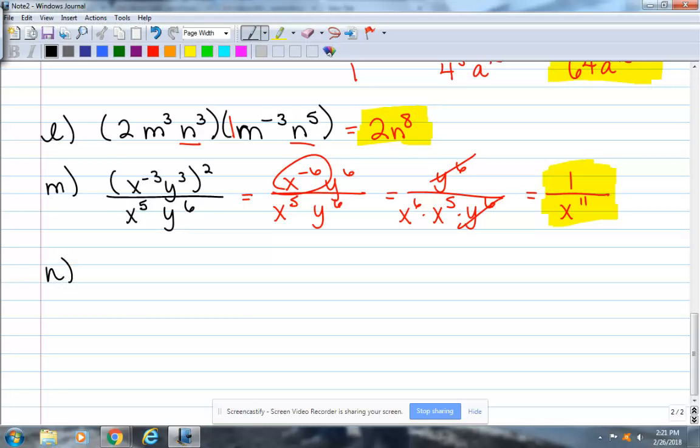Okay, what about this one? 2 more examples of this, then we got to do scientific, and scientific's really easy. Trust me, I did cut out a lot from what the book gave you.